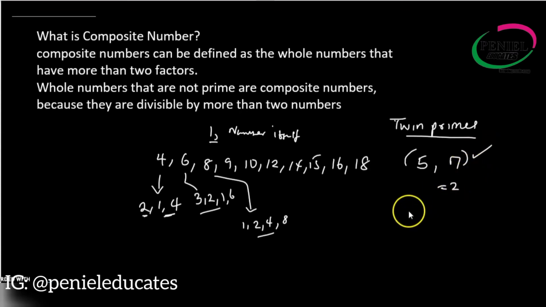You can also have 11 and 13. All these are twin primes. That is what we call twin primes. Also 29 and 31. The difference between 29 and 31 is 2, so these are twin primes.